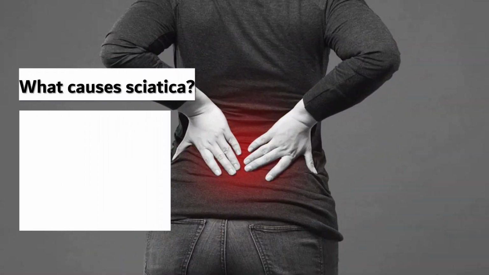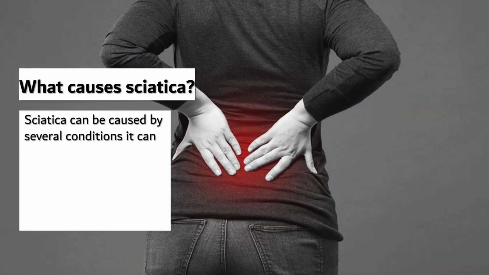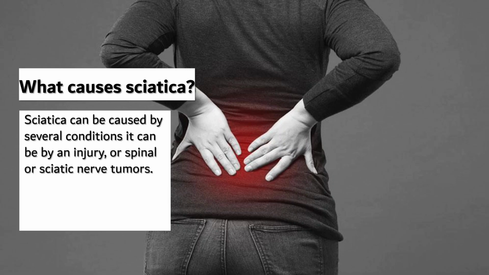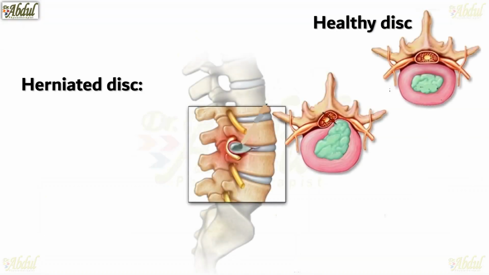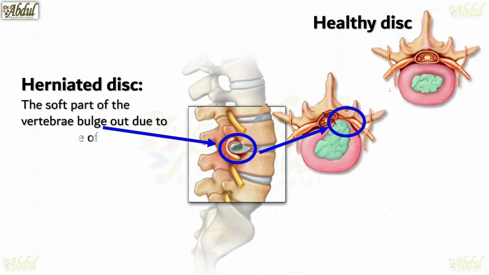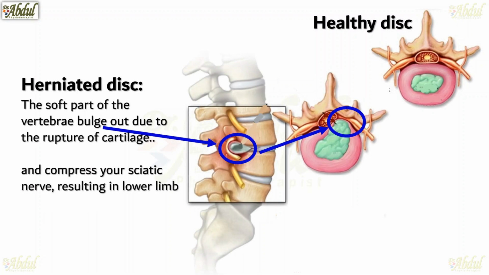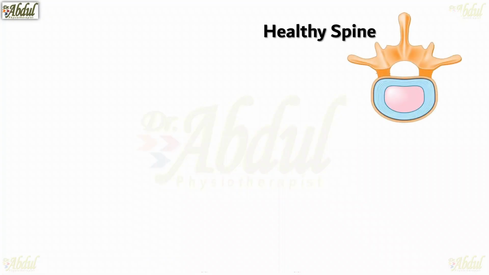What causes sciatica? Sciatica can be caused by several conditions. It can be caused by an injury, or spinal or sciatic nerve tumors. Common conditions that can cause sciatica are: Herniated disc. The soft part of the vertebrae bulges out due to the rupture of cartilage and compresses your sciatic nerve, resulting in lower limb pain and numbness.